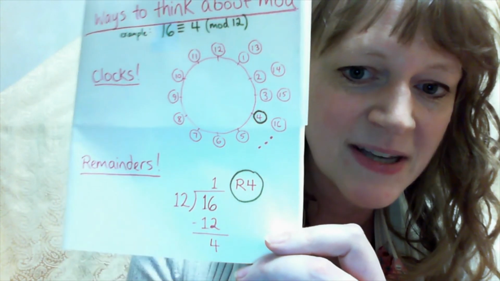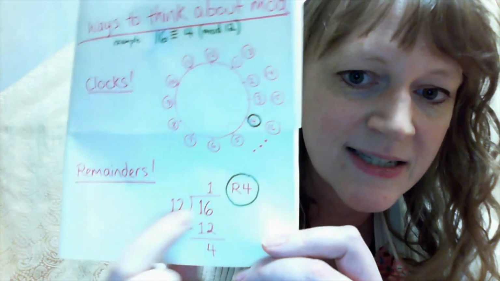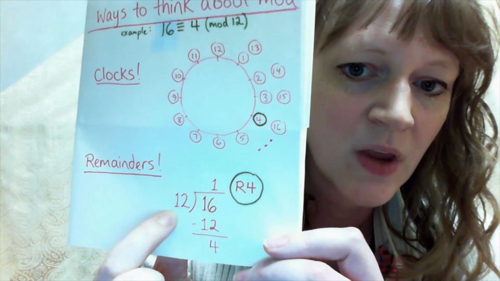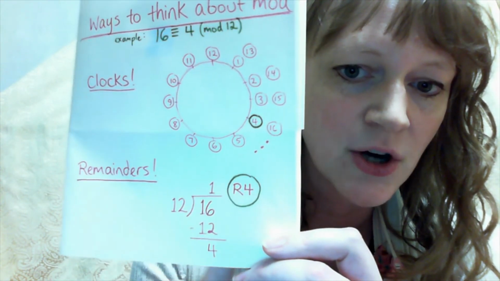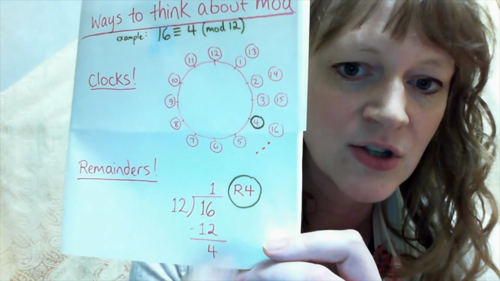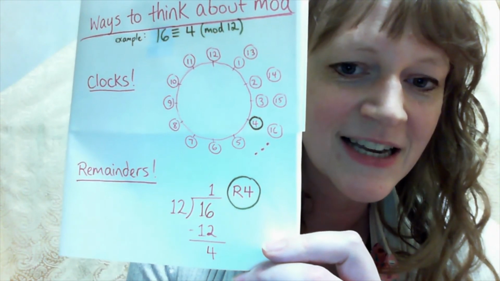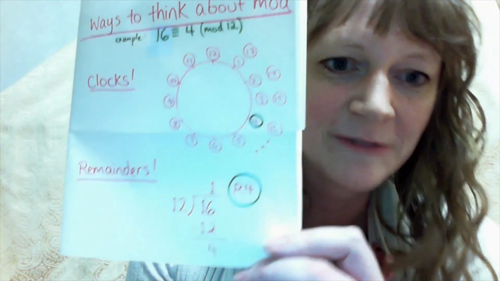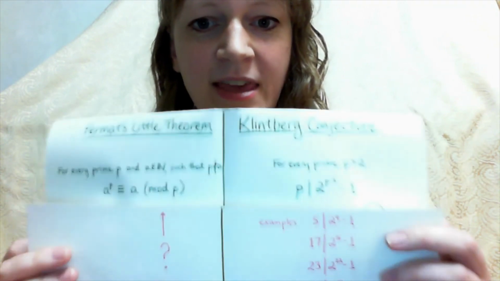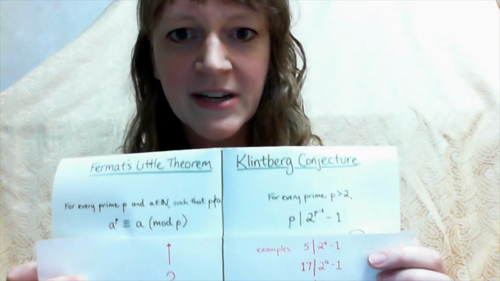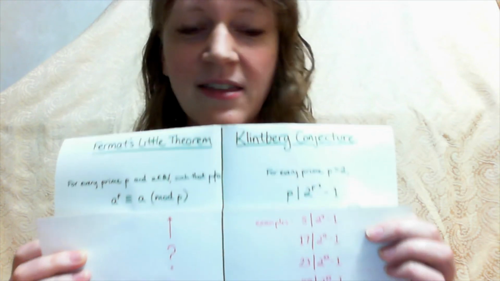Remainders, here's the same example. If we take 16 and divide it by 12, we get 1 with a remainder of 4. So 16 is congruent to 4 in mod 12. Let's go back to this. So these two things look very different. How can we say that they're the same?